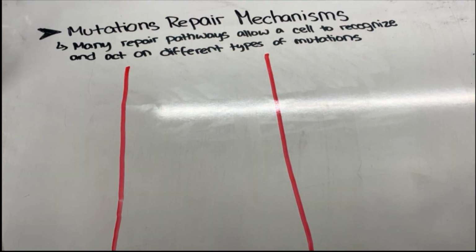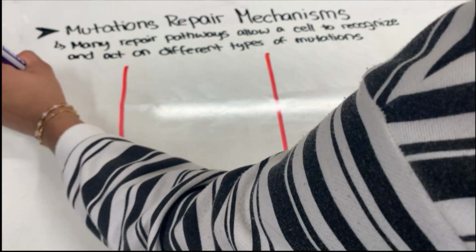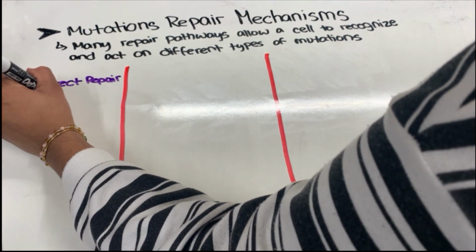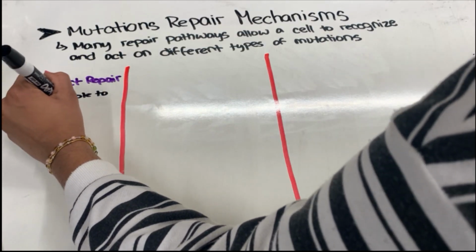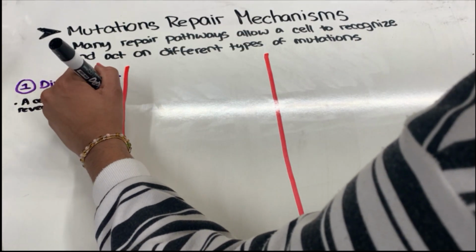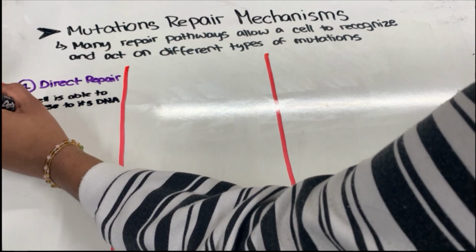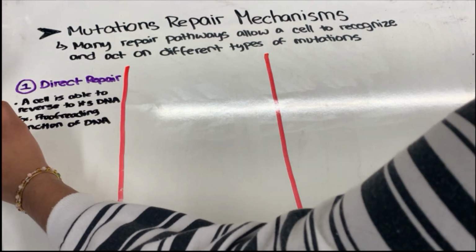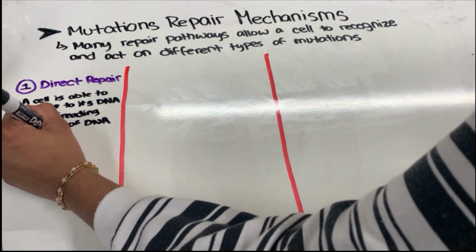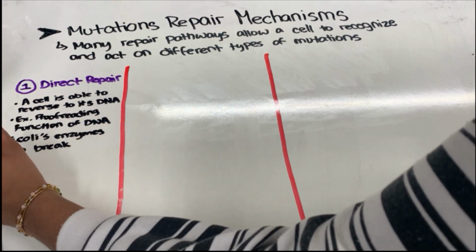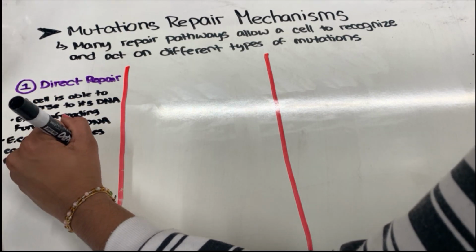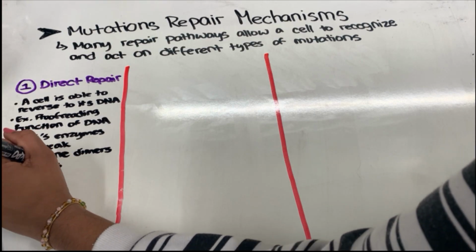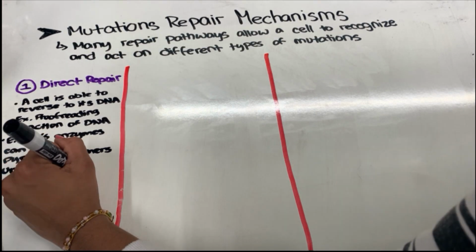Firstly, direct repair is when a cell is able to reverse damage to its DNA. For example, the proofreading function of DNA polymerases during DNA replication identifies and corrects mismatched nucleotides. Another example of direct repair is when bacteria, specifically E. coli, produce an enzyme that can break pyrimidine dimers rather quickly. As direct repair undoes the damage to the DNA molecule, it is different from a repair process that excises and replaces the damaged section.